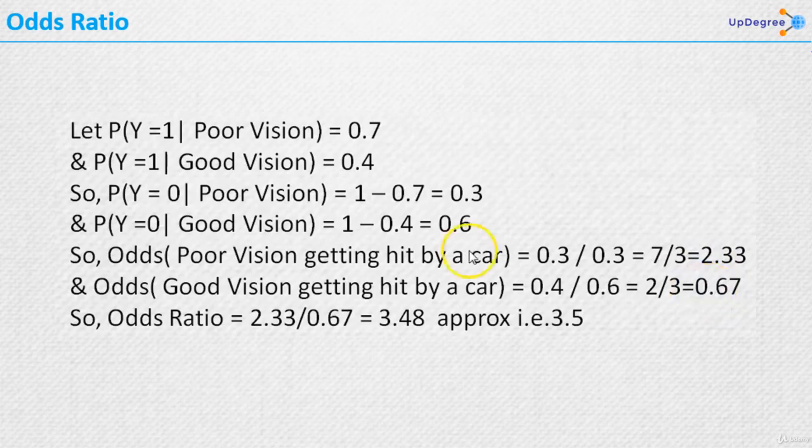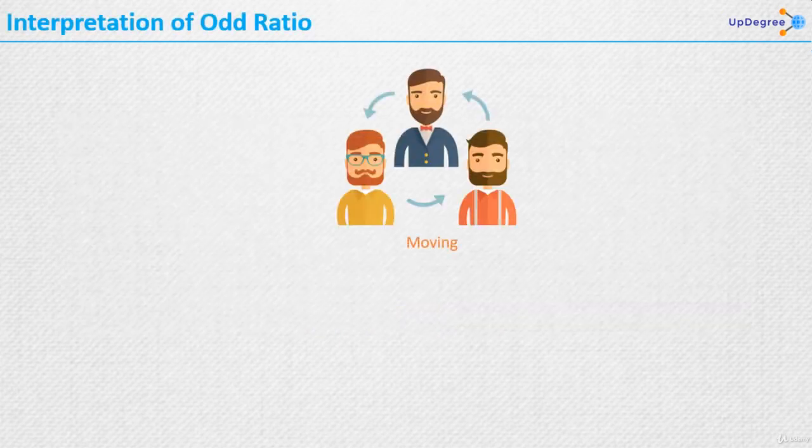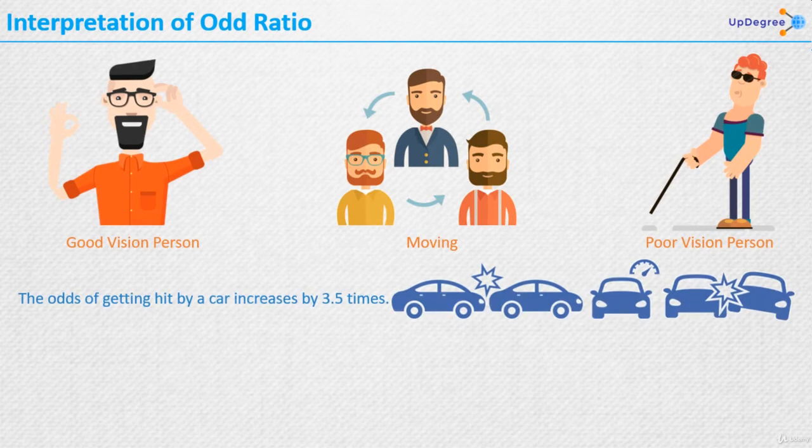Now odds ratio is the ratio of two odds. So either we can do poor vision by good vision, or we can do good vision by poor vision. Here I have done poor vision by good vision, which is equal to 2.33 by 0.67, which is equal to 3.48. Approximately we can take it as 3.5. So the interpretation of the odds ratio is, if I am moving from a good vision person to a poor vision person, then the odds of getting hit by a car increases by 3.5 times.